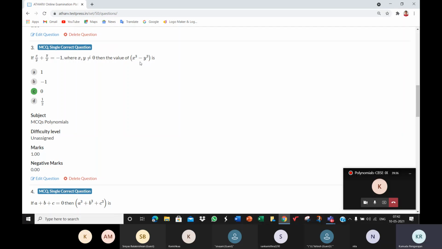What you have in the identity are the two factors of x cubed minus y cubed. X cubed minus y cubed is equal to x minus y into x square plus xy plus y square. These are the two factors. The product of those two factors is x cubed minus y cubed. And the value of one of the factors is 0. So the product will be 0, and hence the value of x cubed minus y cubed is 0.